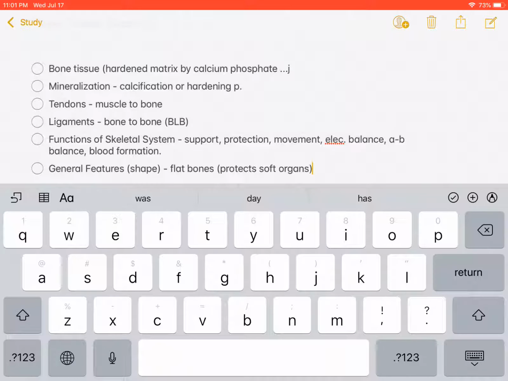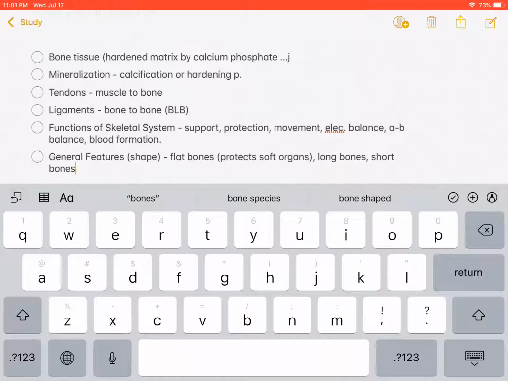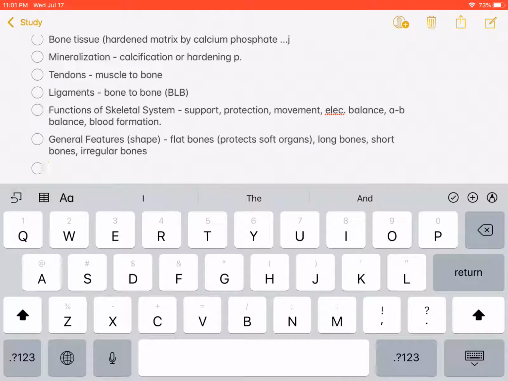Then we have our long bones that I'm going to draw in a second. We have our short bones. Now the short bones are actually wider. Actually, no, the short bones are equal in length and width. Okay, equal in length and width. And then we have our irregular bones. These irregular bones actually just don't fit in any of these prior classifications.